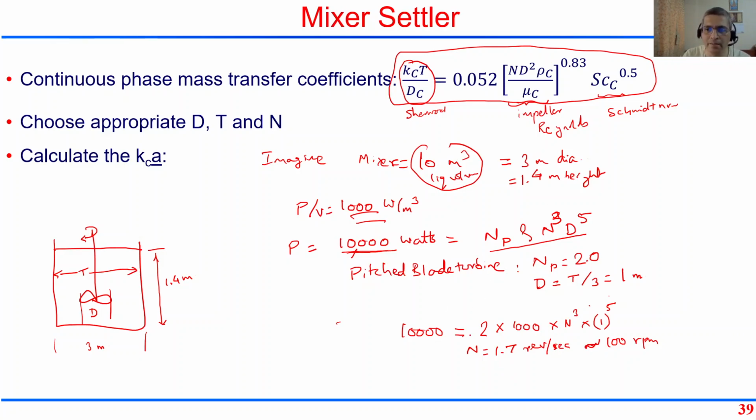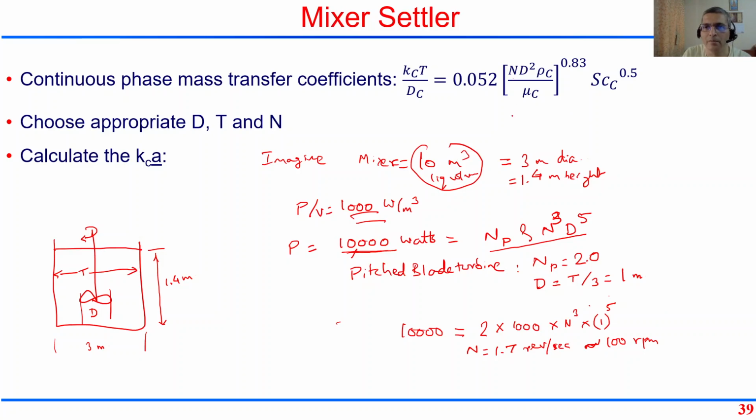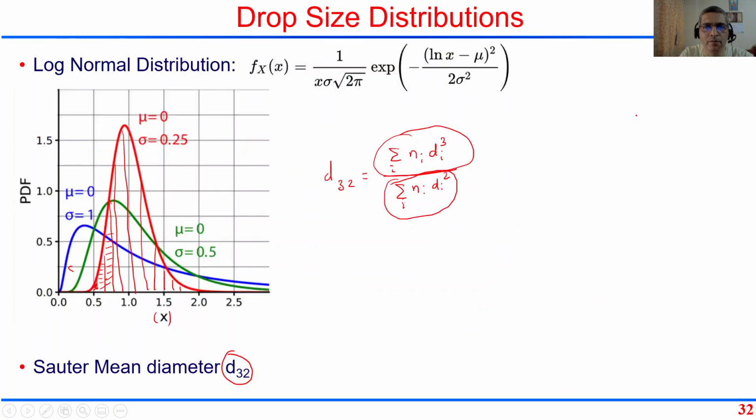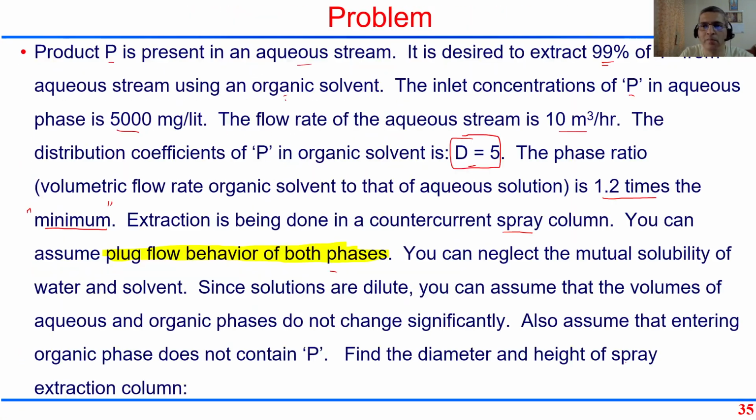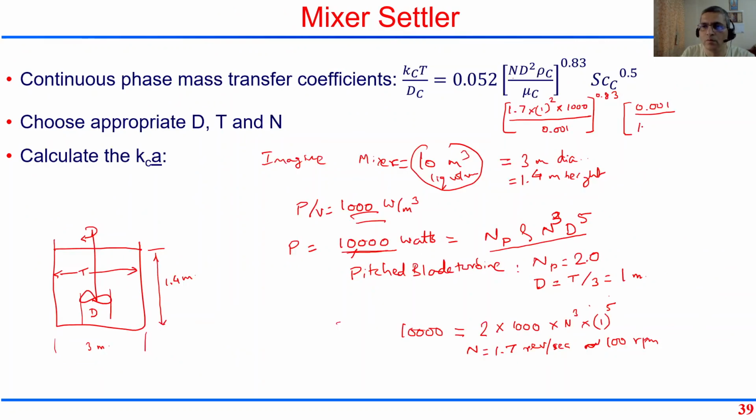Now if I want to calculate the Kc, let's do it here. Impeller Reynolds number is N, which is 1.7, times d square, diameter 1 squared, times rho c 1000, divided by mu c 0.001, this whole thing raised to 0.83. Schmidt number of the continuous phase: water, mu 0.001, diffusivity 1 into 10 raised to minus 9, so mu divided by rho times diffusivity, raised to 0.5. And 0.052 is the constant that has come.